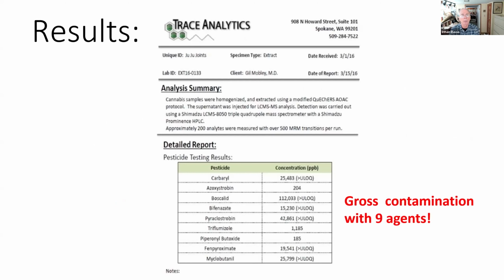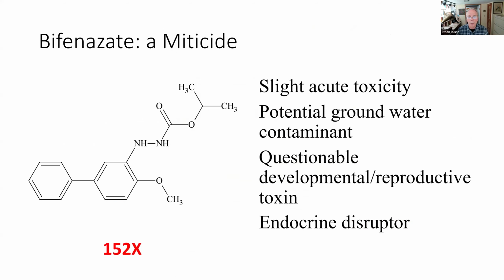Another example, in what's called juju joints, this is from an extract. This had gross contamination with 9 different agents, and you see, again, tens and even hundreds of thousands in the case of boscalid, parts per billion. So clearly not something that's worthy of human ingestion.